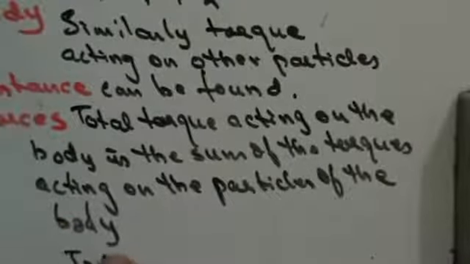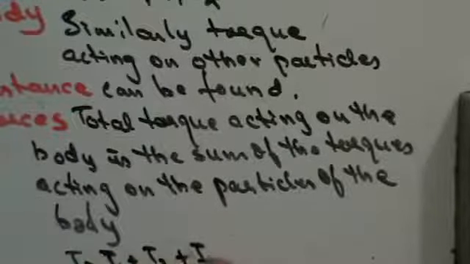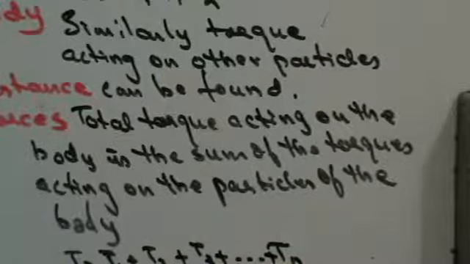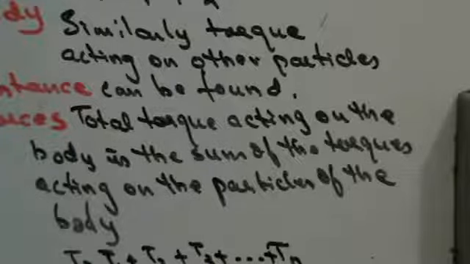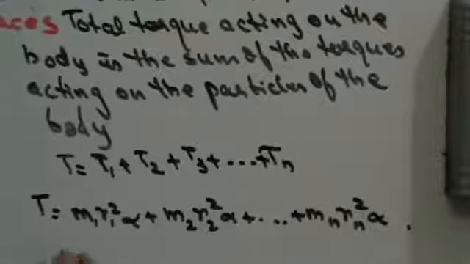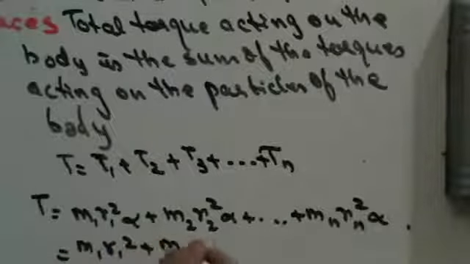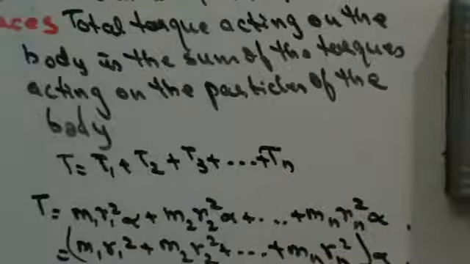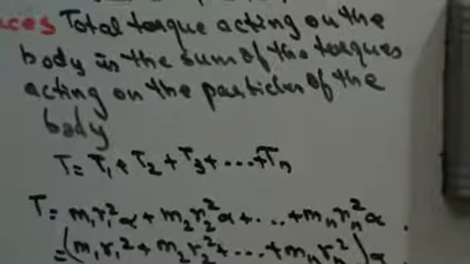Right, in that case, therefore, I can say total torque is nothing but T1 plus T2 plus T3 up till Tn. Total torque is going to be the sum of all the torques. So T, the total torque, is nothing but m1 r1 square alpha plus m2 r2 square alpha plus mn rn square alpha. Right, here I could take alpha common, so this will be m1 r1 square plus m2 r2 square plus mn rn square into alpha. Now this can be written as nothing but sigma mi ri square, where i is equal to 1 to n. This is nothing but torque is sigma mi ri square, where i is equal to 1 to n, into alpha.